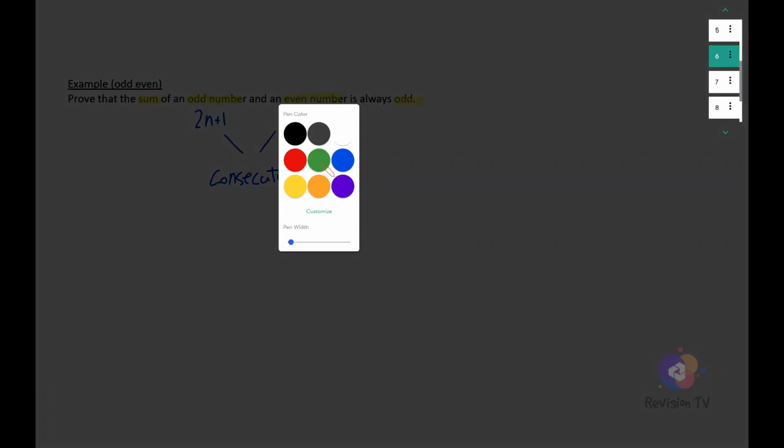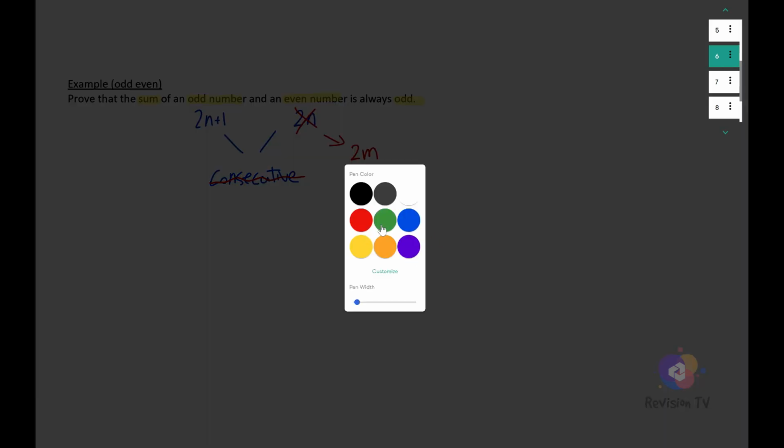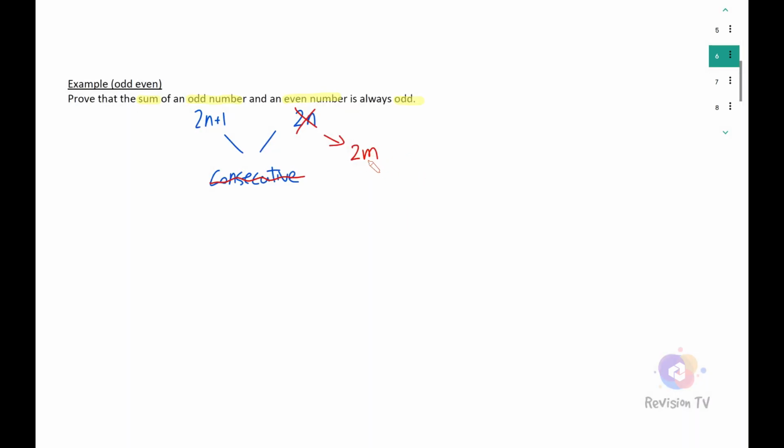So the way out is to make one of them into m. We're going to use 2m. Once we use a different letter, it means we break their relationship. They're no longer consecutive. This is an even number and this is an odd number. What we have to do is find the sum, so add. Now you'll be wondering, how do we show it's an odd number? Keep listening. First of all, add them up.